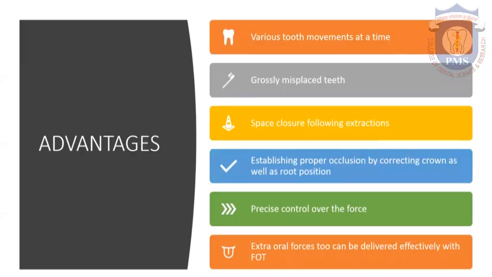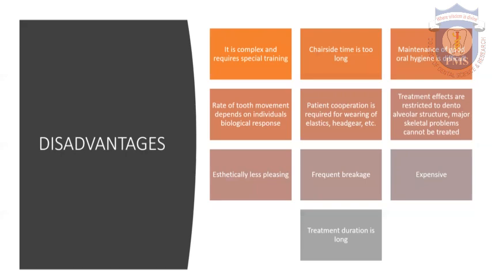Coming to advantages, various tooth movements can be done at a time, as I said. Grossly misplaced teeth can be corrected using fixed orthodontic appliances. Space closure following extractions can be done. We can establish proper occlusion by correcting crown as well as root position through fixed orthodontic appliances. Precise control over the forces is possible, and extraoral forces too can be delivered effectively with fixed orthodontic appliances.